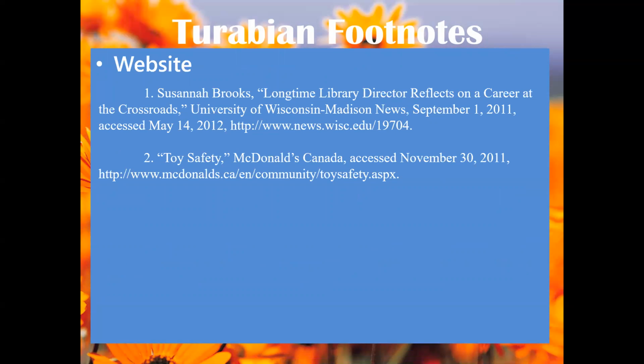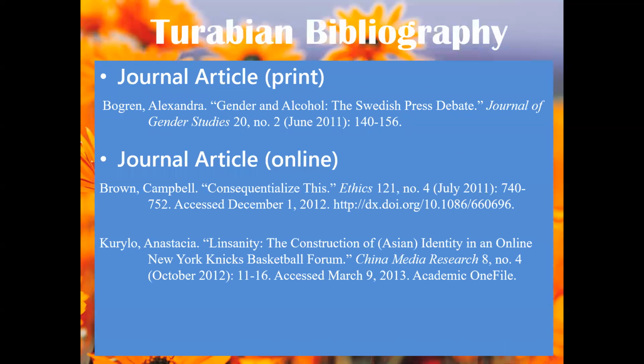And then for the website, if you have an author, you're going to use author, article or title, website, date, access, and link. If you don't have an actual author, you're probably going to get a subject title, then the website, access date, and the website.